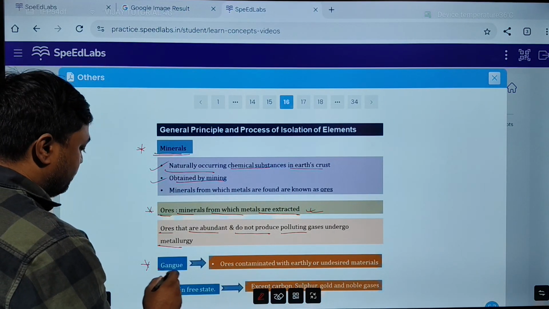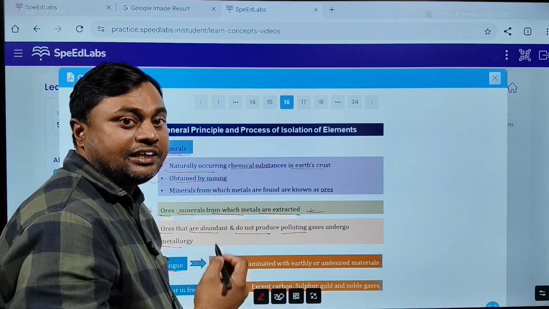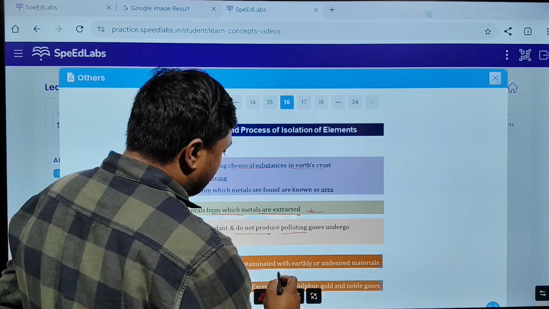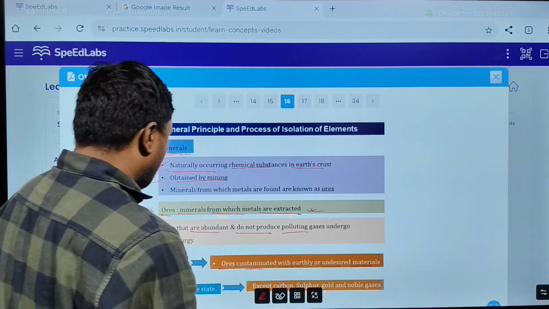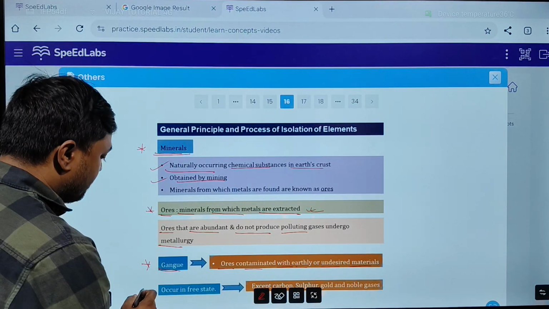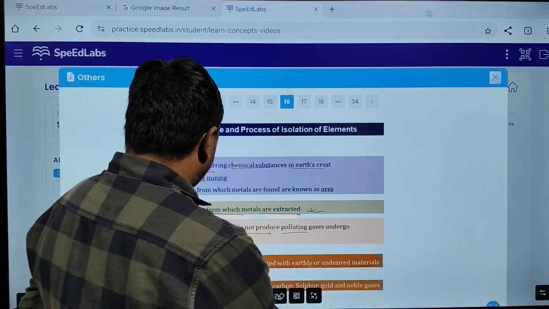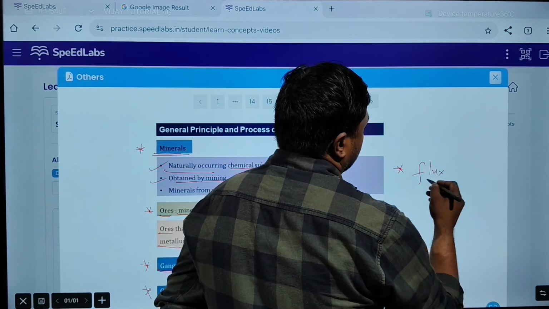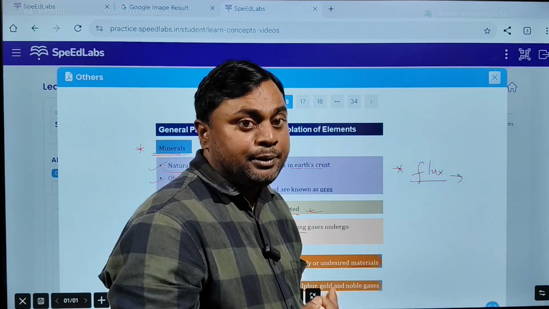Next, gangue. Gangues are the impurities present inside the ore, that is, ores contaminated with earthly or undesired materials. Simply, the impurities present in the ore are called gangue. Here we have to remove the gangue, so we add some substance called flux. Flux is the substance which is added to remove the impurities.